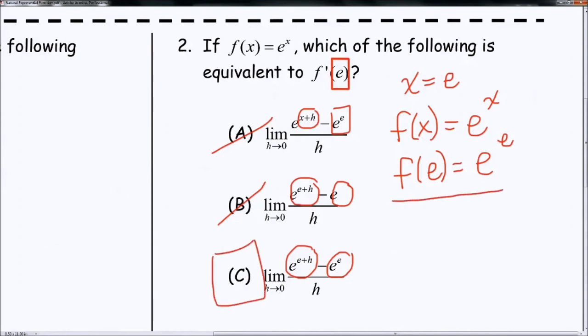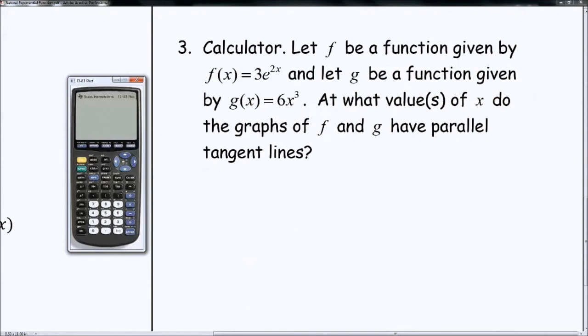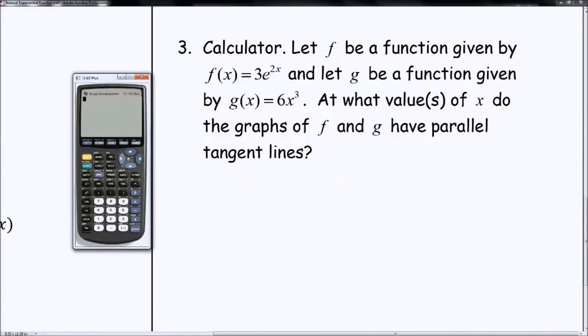Number 3, we're going to be using our calculator. Let f of x be a function given by f of x is equal to 3e to the 2x. Let g be a function given by g of x is equal to 6x to the third. At what values of x do the graphs of f and g have parallel tangent lines? When we're talking about parallel tangent lines, we're talking about where our derivatives have the same slope. So if I did that graphically, it's going to be where my derivatives intersect. So we're going to use our calculator mostly.